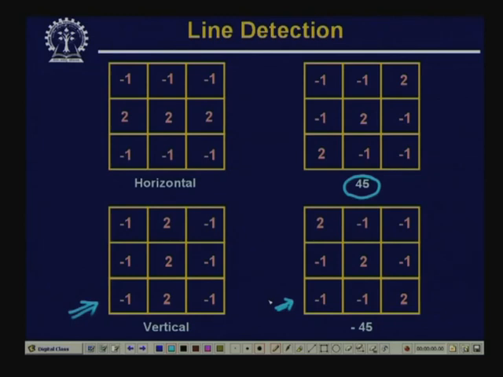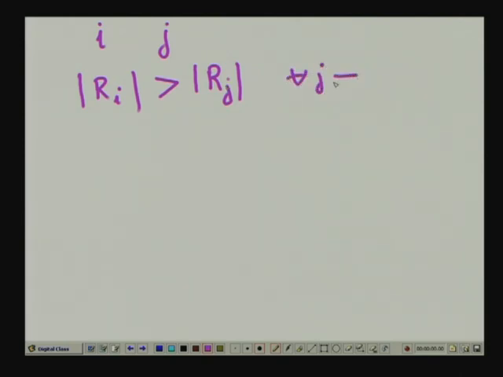Now, for line detection, what is done is you apply all these 4 masks on the image. If I take a particular mask, say the ith mask, and any other mask, say the jth mask, and I find that the value computed with the ith mask, the absolute value of R i, is greater than R j, where R j is the value computed with the jth mask, for all j which is not equal to i, this says that the corresponding point is more likely to be associated with a line in the direction of mask i.